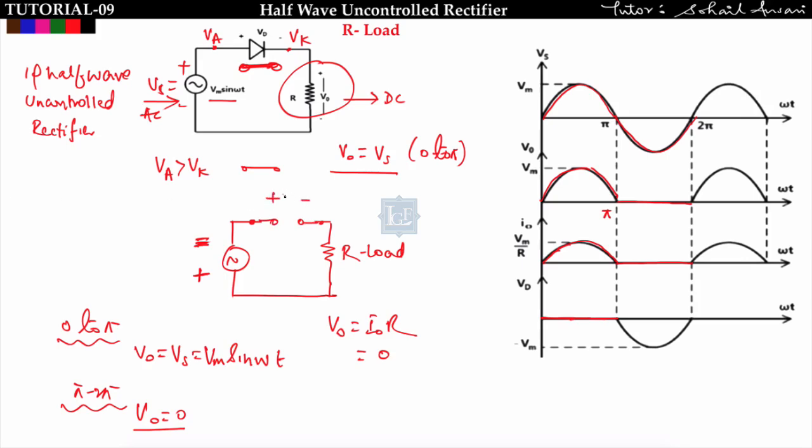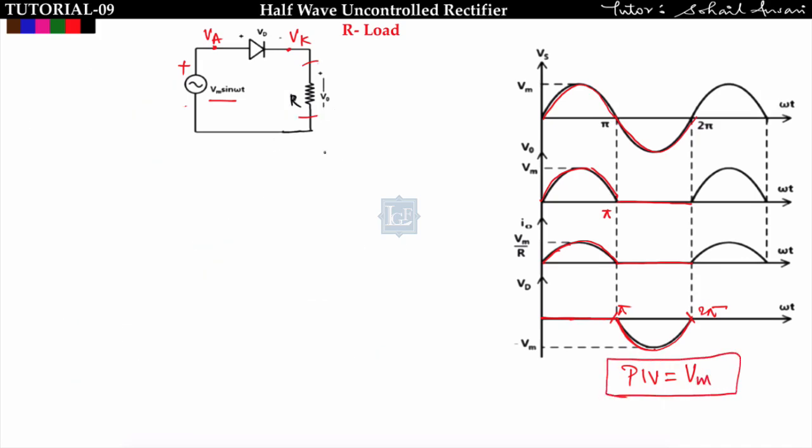Now you have to find the voltage across the diode. If you apply KVL, the output voltage is 0 and the voltage across the diode will be equal to the supply voltage from pi to 2 pi, and it will follow the input supply voltage. So if I ask you what is the peak inverse voltage of the diode, the peak inverse voltage will be Vm. It will always be positive.